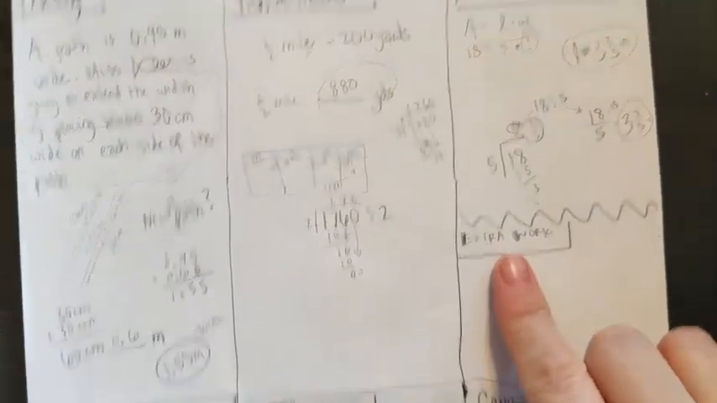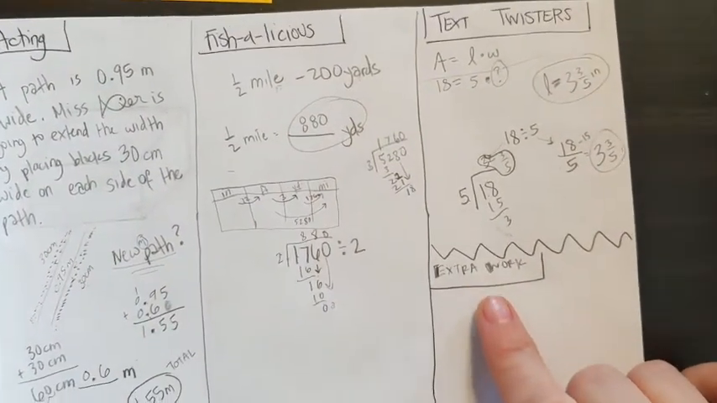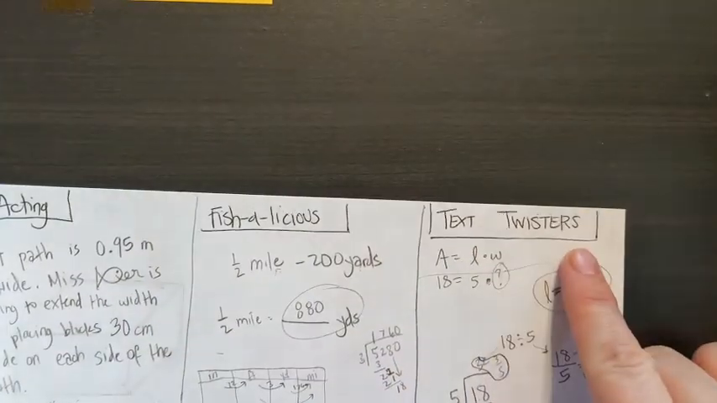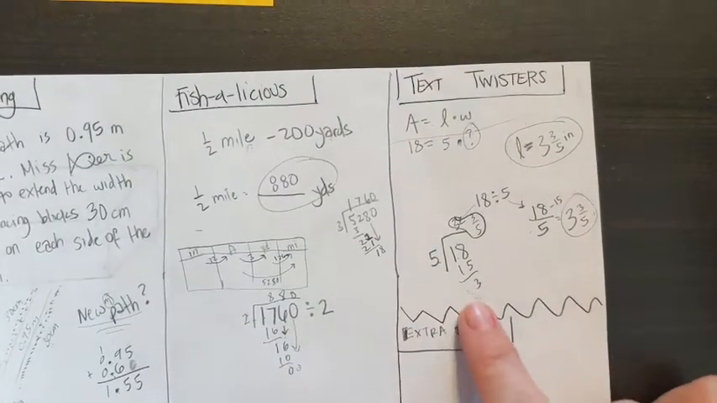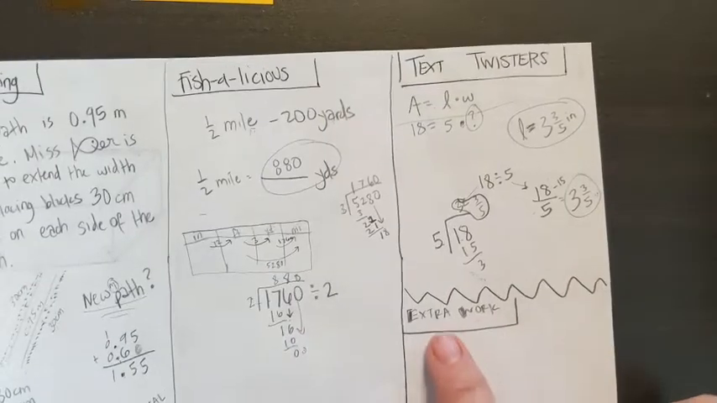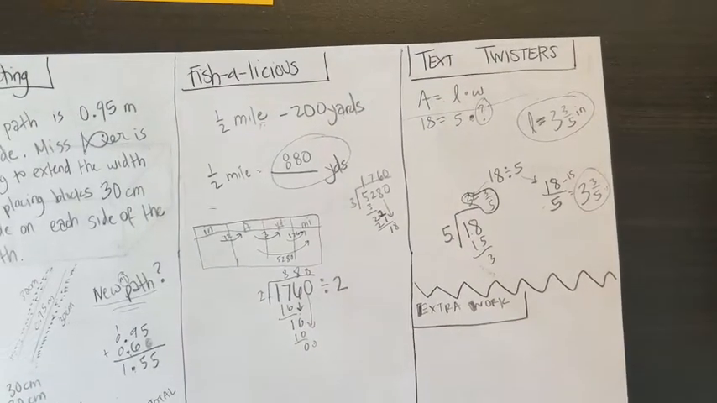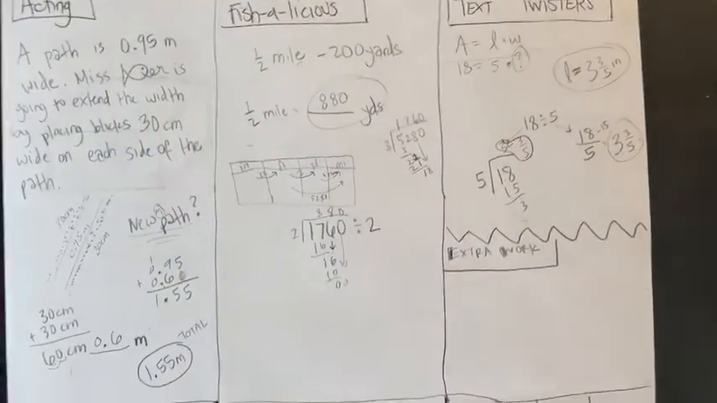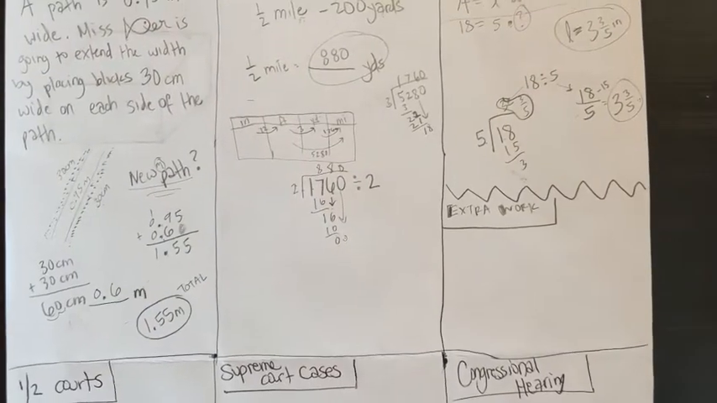Hi everybody. We are going to actually try to squeeze in another one underneath where it says text twisters. Please draw an awesome squiggle spiky line and write a box that says extra work. Just really quick, I want to make sure that you remember how to do the area of mixed fractions.